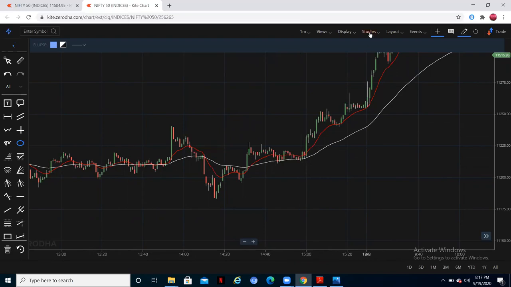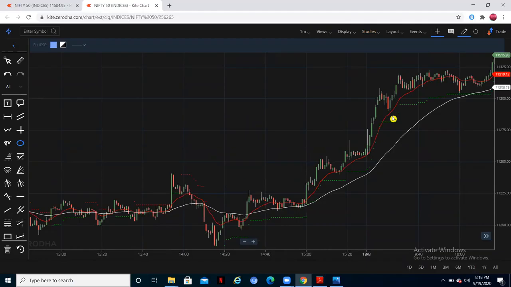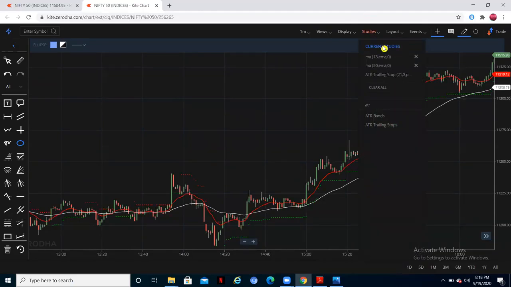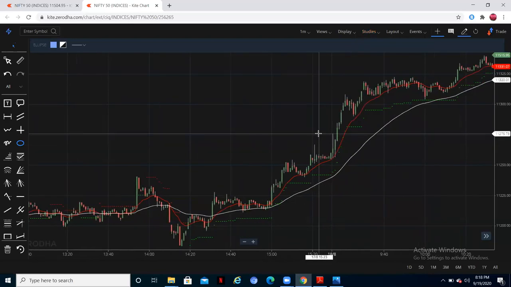And the third indicator, which is going to be your stop loss, is known as the ATR trailing stops. For that you will be using the default settings. Here you can see I've just applied it with the default settings. I have changed nothing.